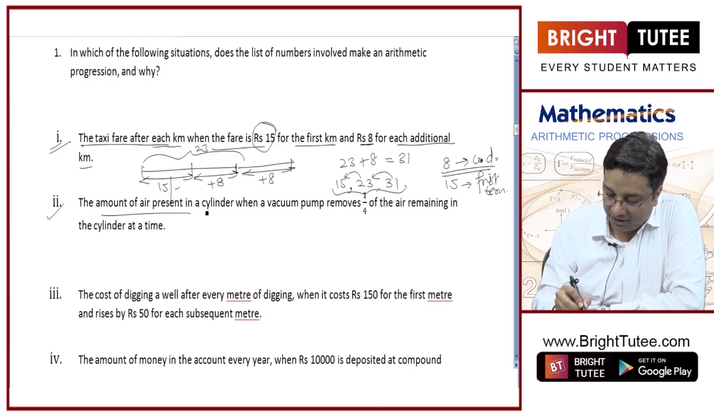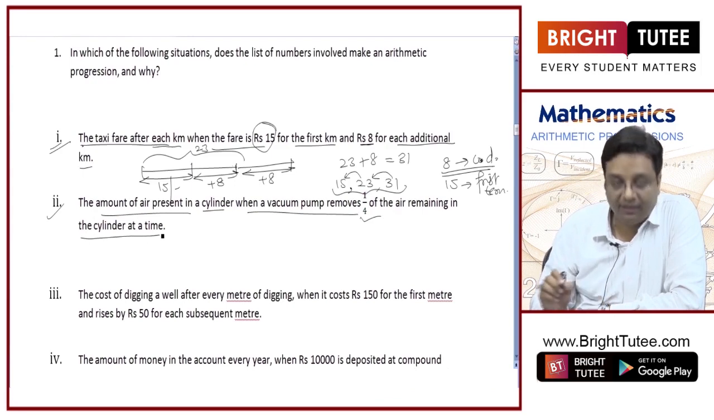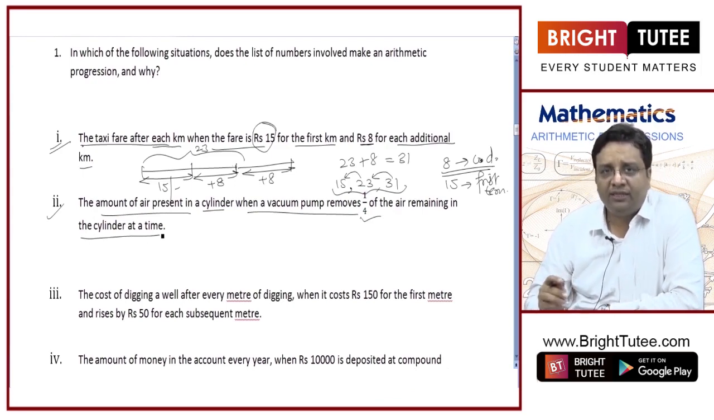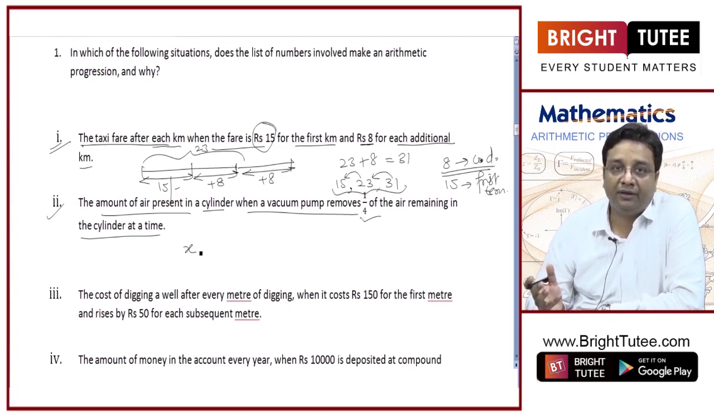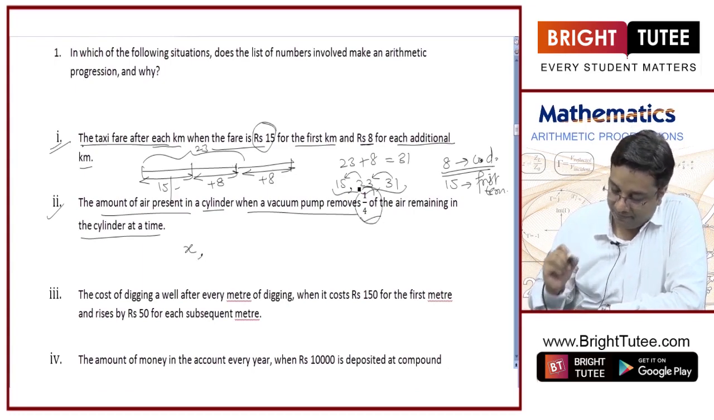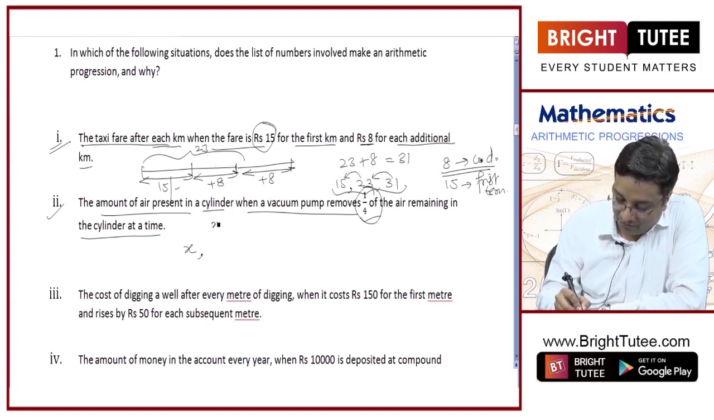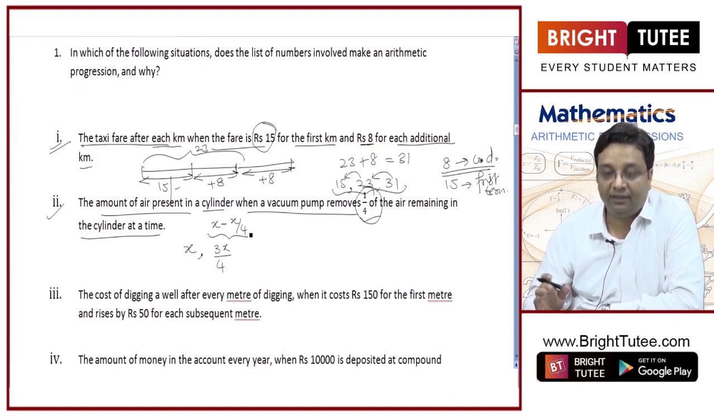Let's look at this subpart 2. The amount of air present in a cylinder where a vacuum pump removes 1/4 of the air remaining in the cylinder at a time. So let's start with a certain amount of air. Let's say initially there was X amount of air. The pump will remove 1/4 of the air at a time. If you remove 1/4 from X, you will be left with X minus X by 4, which is 3X by 4. So in the first step, we removed 1/4 of the air in the cylinder and we are left with 3/4 of the air.